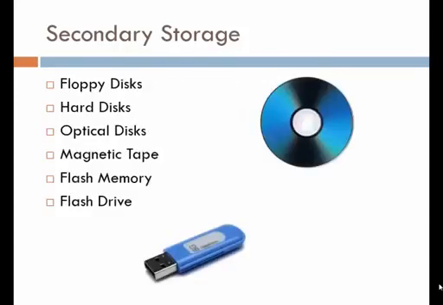Now let's look at some examples. You have floppy disks, hard disk, optical disk, magnetic tape, flash memory, flash drive or pen drive, and CD. They are all examples of secondary storage devices. Put them in your head. You can take your jotter and write them: floppy disk, hard disk, optical disk, magnetic tape, flash memory, flash drive.